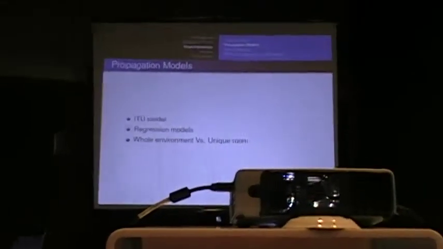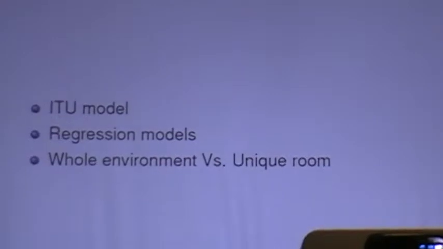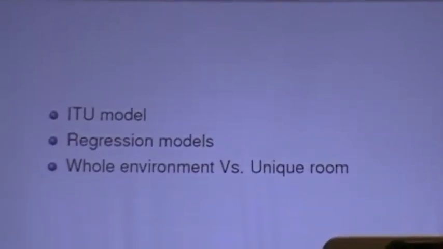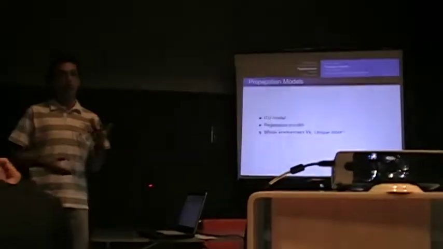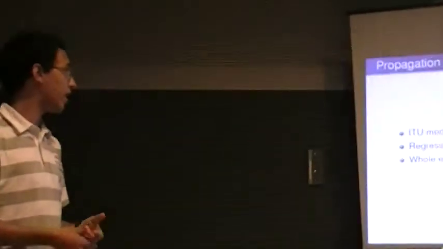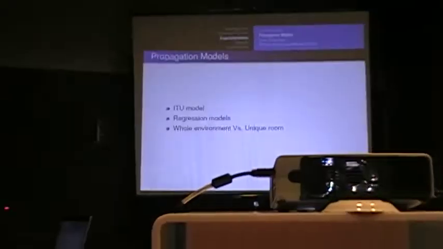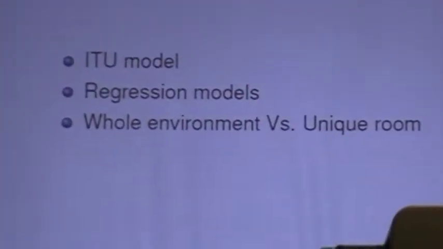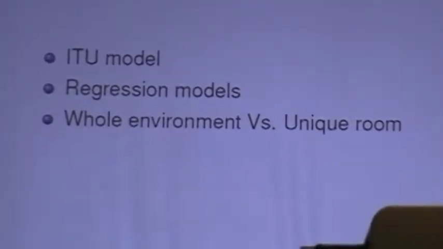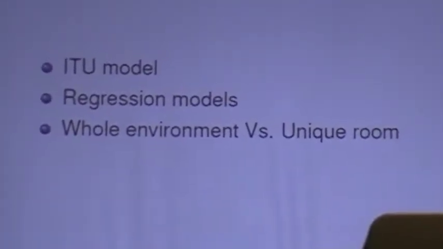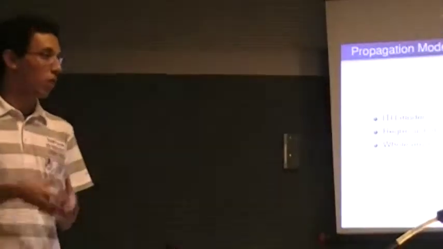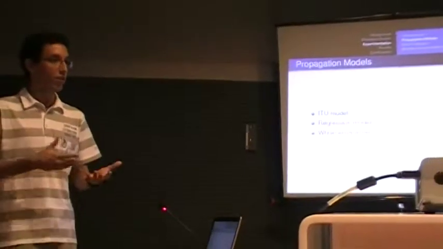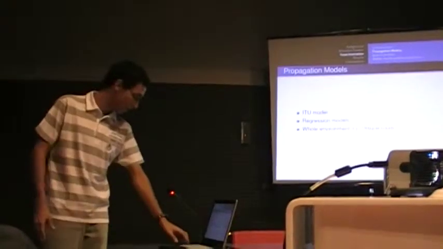So, the propagation model chosen to test the system was actually the ITU model that I've already explained. And we did some regressions using data collection that I will explain in the next slide. And we also compared the results using the propagation models in the whole environment, like the full 4 rooms and hallways, and in a unique room. Because we saw some works that deployed a localization system within only 1 room. So we want to compare the difference between 1 room and a whole environment.